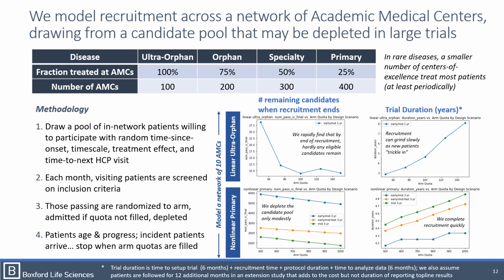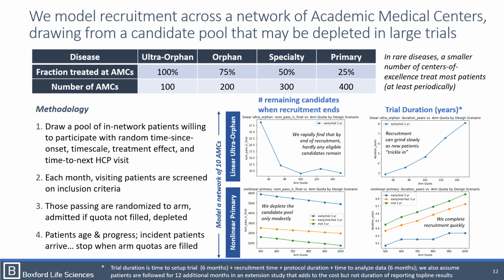Now for our recruitment, we're going to look at how the size of the trial and the number of patients that we want to draw into our trial affects the amount of time that it takes for recruitment to proceed. And to do that, we use the methodology that's discussed here, where we draw an initial pool of in-network patients, assuming 50% are willing to participate in the trial. And for each one, we generate, according to the prevalent population, a random time since onset, progression time scale, treatment effect, and time to the next HCP visit.